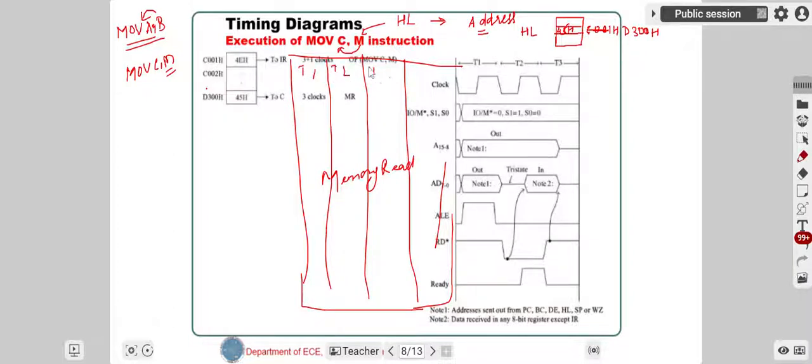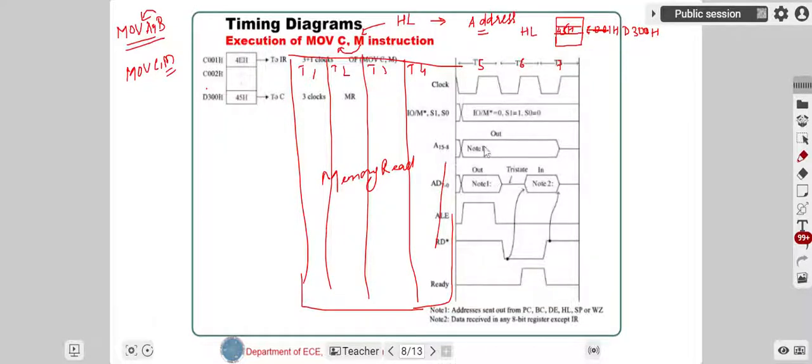Then and only then will it constitute the complete timing diagram for the MOV C, M instruction. T1, T2, T3 and T4 are the opcode fetch. Then it would become T5, T6 and T7, which would be these lines, these waveforms. On the other hand, the initial four T states will constitute the opcode fetch cycle, as we have previously seen during the MOV A, B instruction. So in total, this timing diagram for MOV C, M would have 7 clock states.